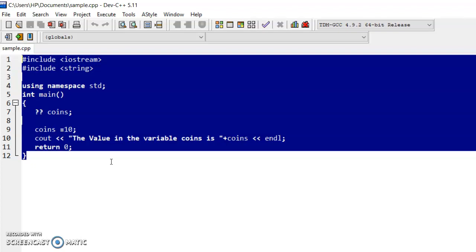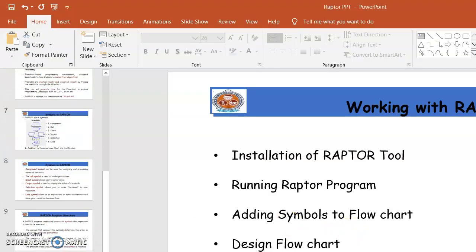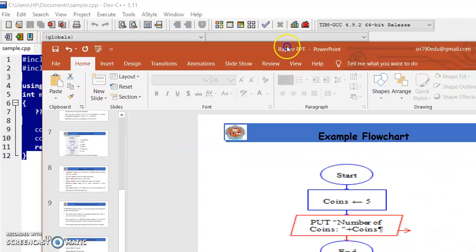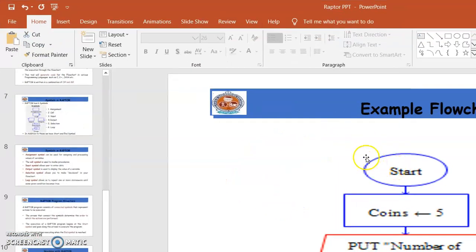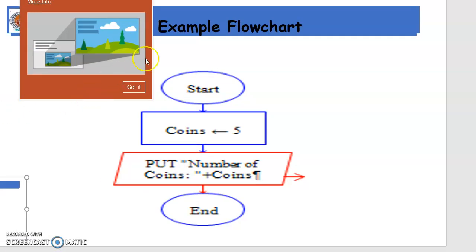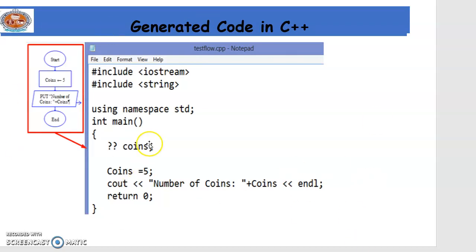So Raptor is a tool which is used to design flowchart and to generate code for the flowchart. So by using Raptor tool, we can design flowchart and we can generate code for the flowchart in any programming language like C, C++, Java.